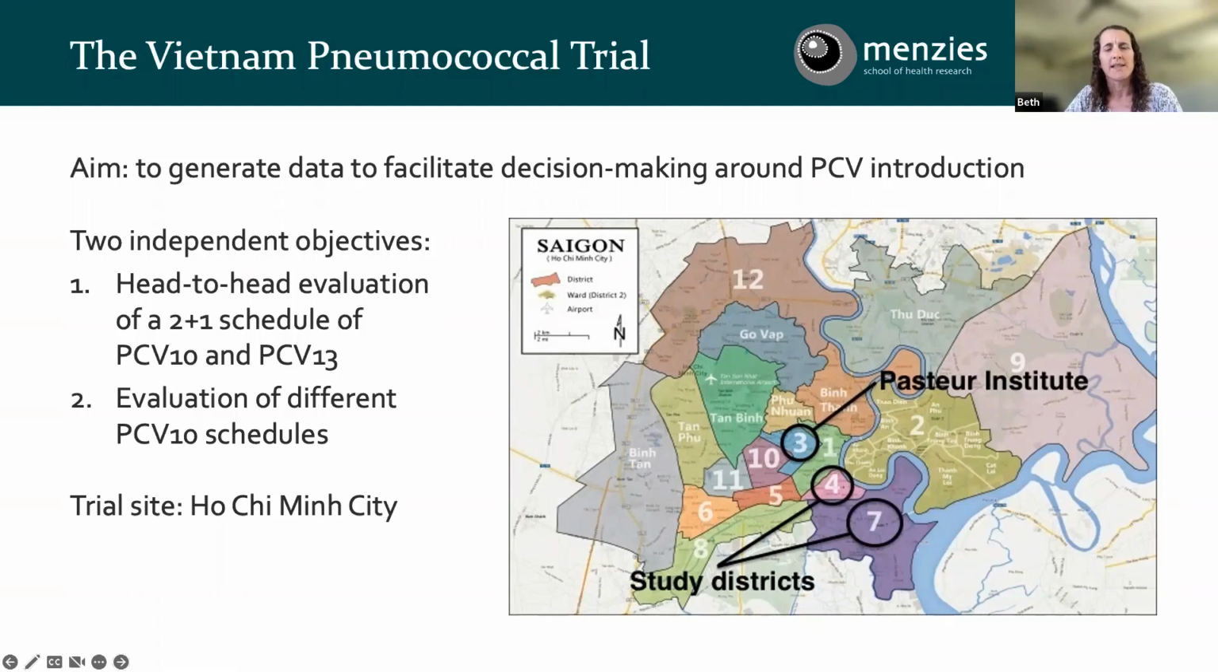And our trial also had a second objective to evaluate different schedules of PCV10, but both my PhD and this talk are restricted to the comparison of PCV10 and PCV13. The trial was conducted in 2 districts within Ho Chi Minh City and was actually the first clinical trial ever conducted within that city. And it was coordinated from the Pasteur Institute.